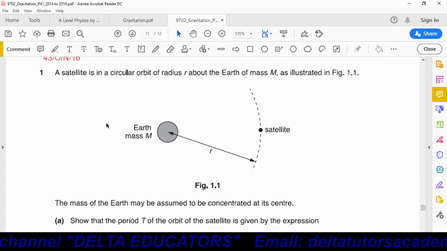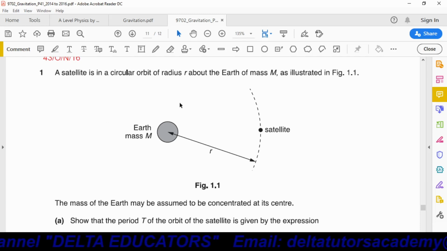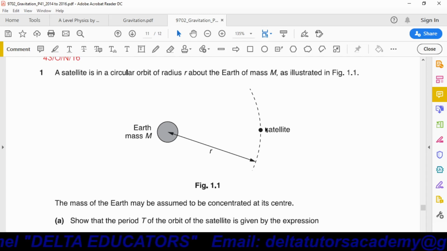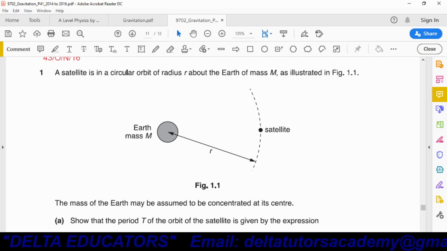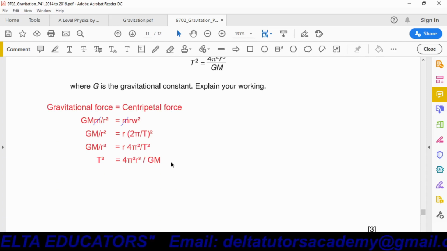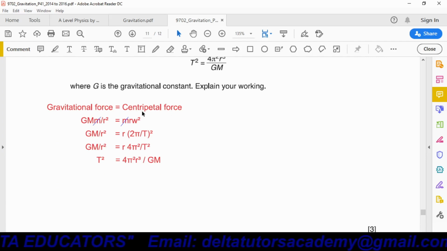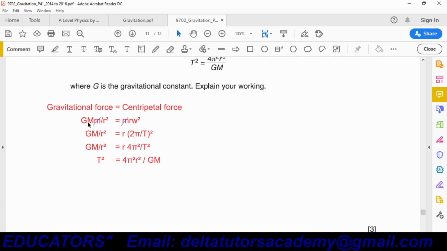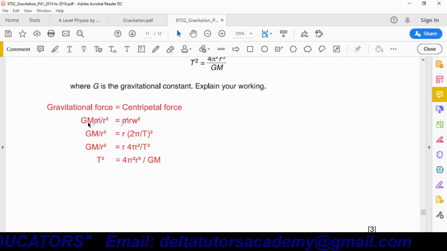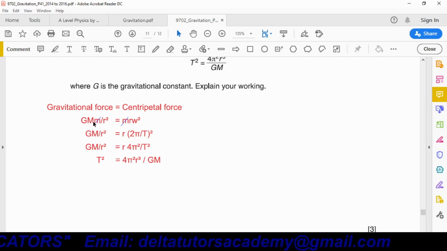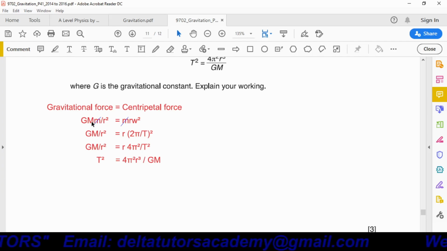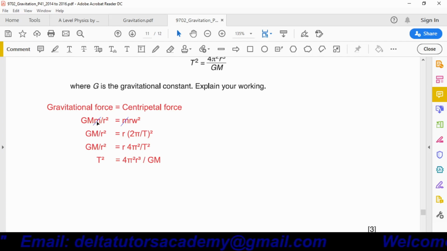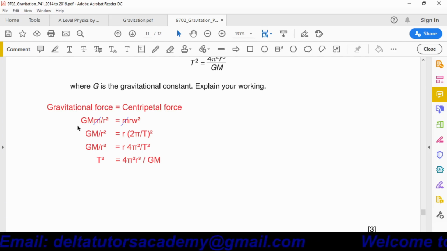Satellite is moving around, means there is a centripetal force, and between these two objects there is also gravitational force. So we can say gravitational force is equal to centripetal force. Now the gravitational force formula is G m1 m2 over r square. In this case, in place of m1 we have used capital M, that is the mass of Earth. In place of m2 we have used small m, that is the mass of the satellite. So gravitational force will be equal to capital G capital M small m over r square.